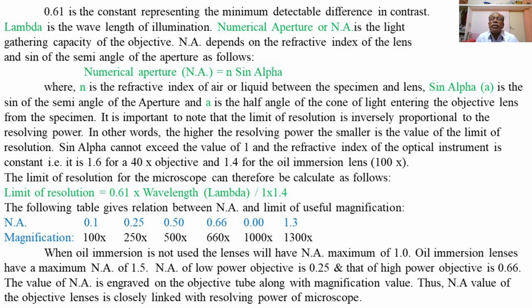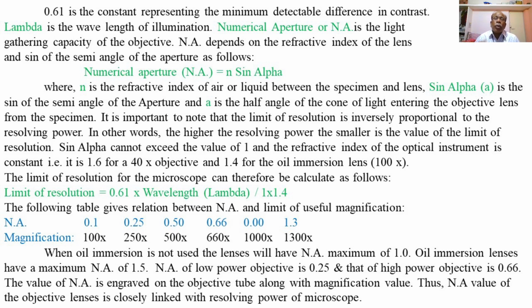When oil immersion is not used, the lenses will have a maximum numerical aperture of 1. Oil immersion lenses have a maximum numerical aperture of 1.5.